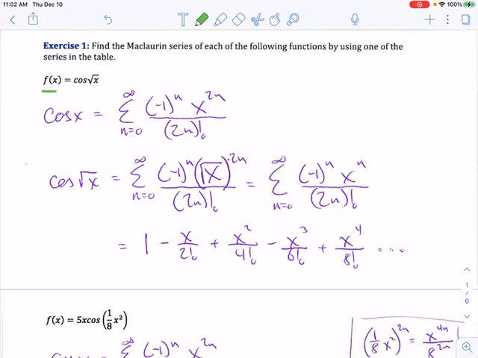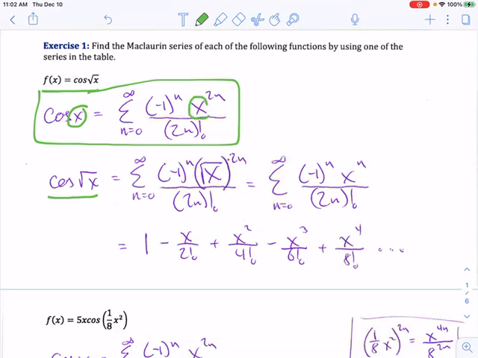So we have f of x is equal to the cosine of the square root of x. Well, that's very similar to the cosine of x. So we're going to start with the Maclaurin series for the cosine of x, and then we are going to apply the properties of power series to find the cosine of the square root of x. So all we have to do is take out the x from our Maclaurin series, and in its place we put the square root of x.